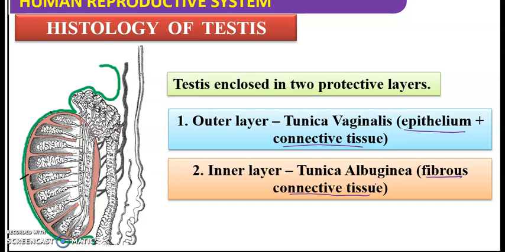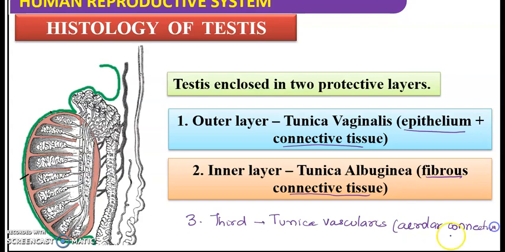Now, in some books, they give you a third layer, which is the tunica vasculosa, which has areolar tissue. Some books give it as the third, innermost layer, which is called the tunica vascularis, which is made up of areolar connective tissue. Mostly this area, in some books, is given as vasculosa also. There are multiple names, okay. So it mostly consists of the blood vessels, and this is the innermost region. Right, so these are the outermost layers.